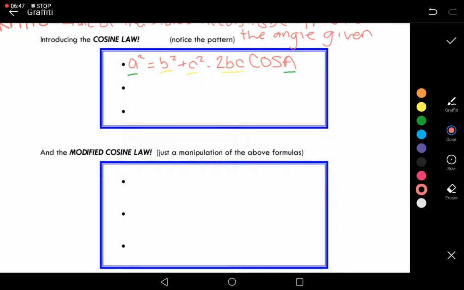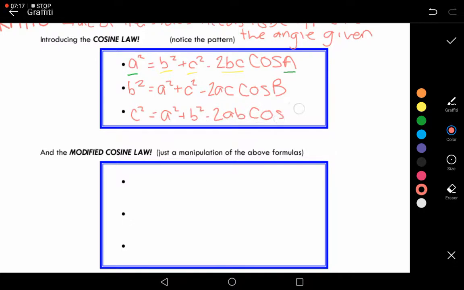Okay, so similarly, if we're looking for b squared, we're going to add the squares of the other two sides together, and then subtract 2 times those sides multiplied by cos of the angle of the side you're trying to find. Same thing with c: cos C. Okay, so try to notice that pattern.